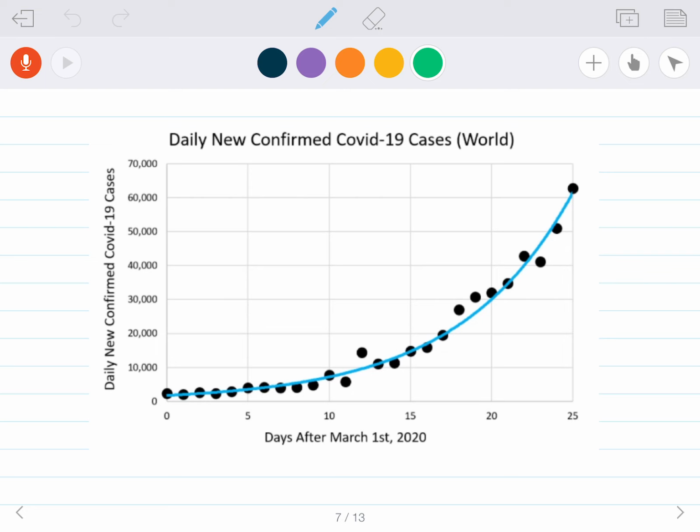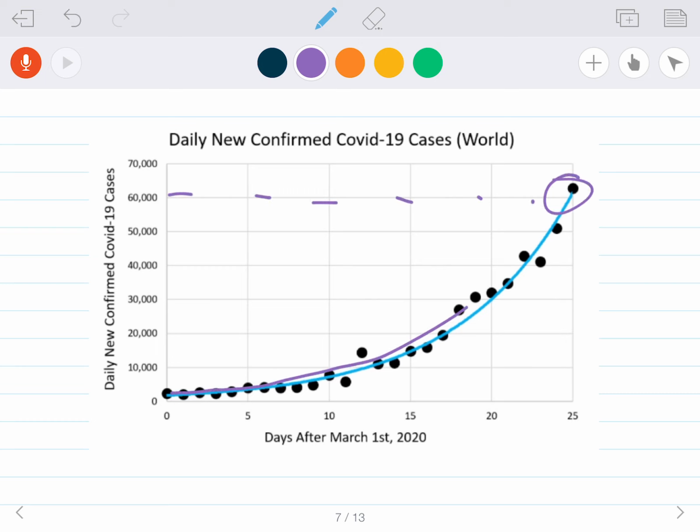Exponential growth is super relevant in our everyday world. The way that the COVID cases grew in 2020 was exponentially. So here we have a graph, daily new confirmed COVID-19 cases, after March 1st, 2020. And you can see that, for the world, on day 0, we have 0. And then by day 25, we have 60,000 new cases, okay?